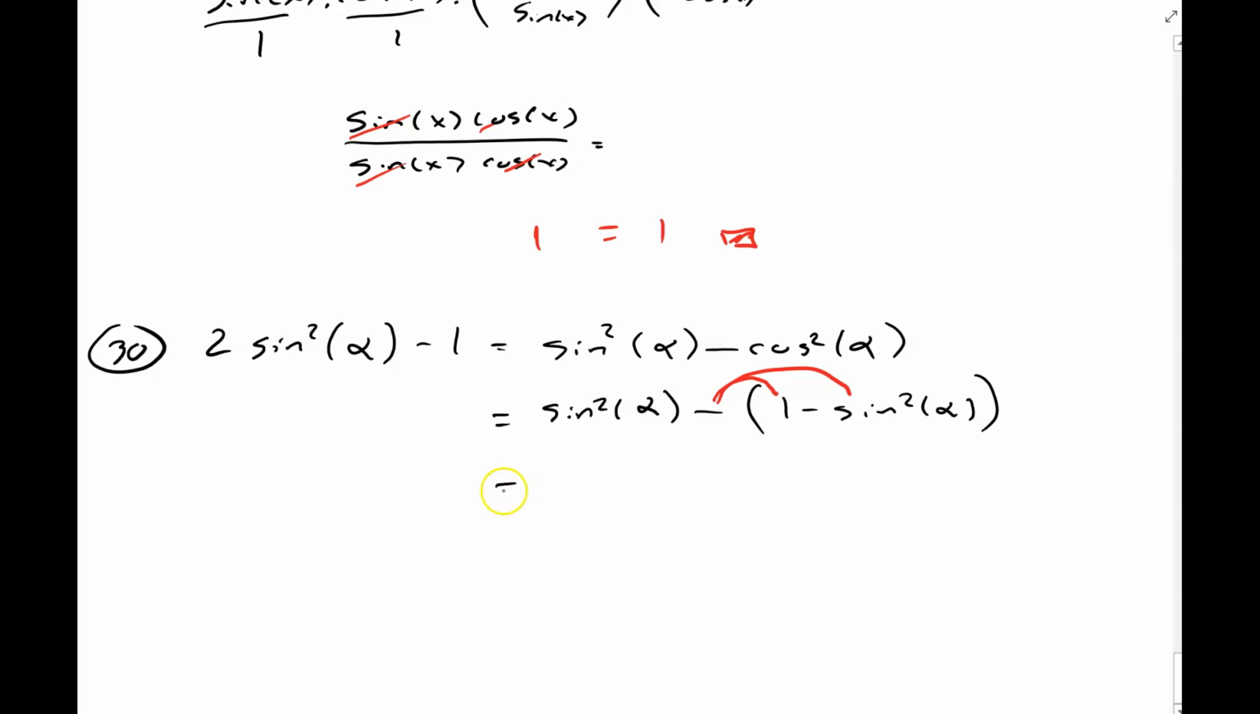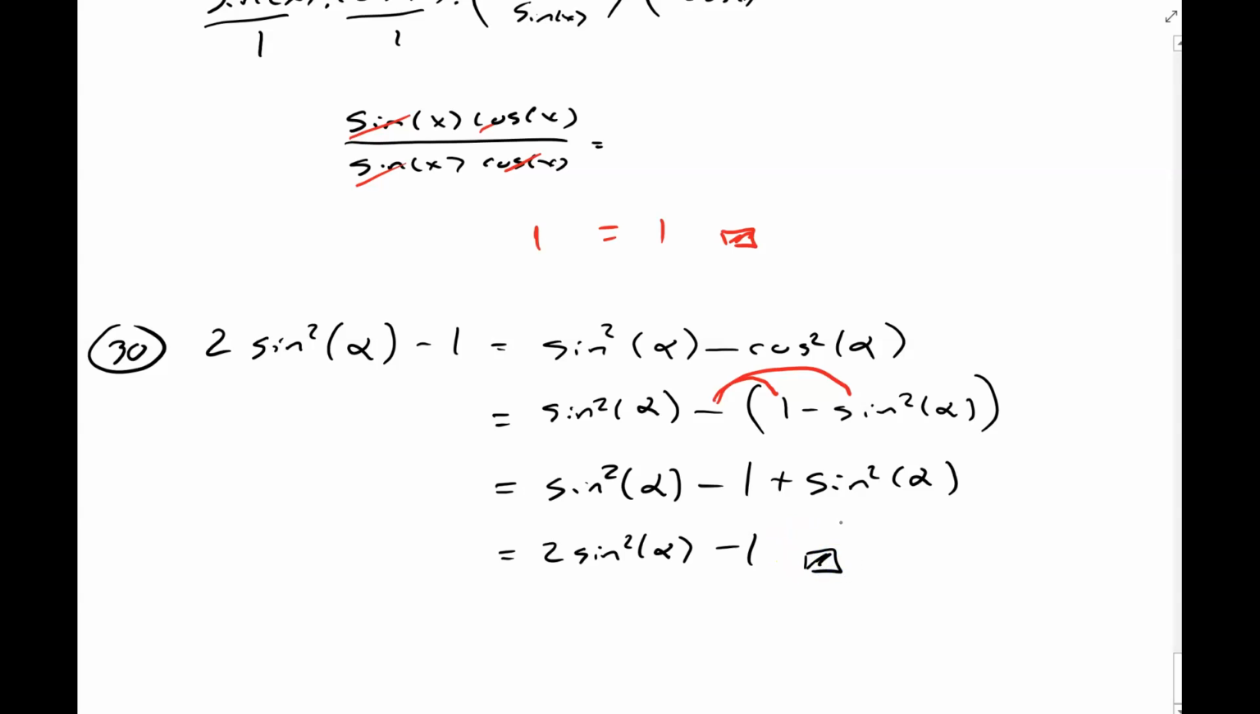Just distributing the negative. So the sine squared isn't doing anything. That's staying where it is. But now that 1 becomes -1, and that negative sine squared becomes positive sine squared. Do you see it? What's sine squared alpha plus sine squared alpha? And what's left over there? And the -1, right? We didn't do anything to that. Yes. And we're done. Wow.